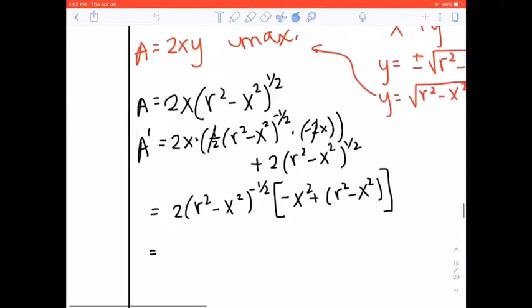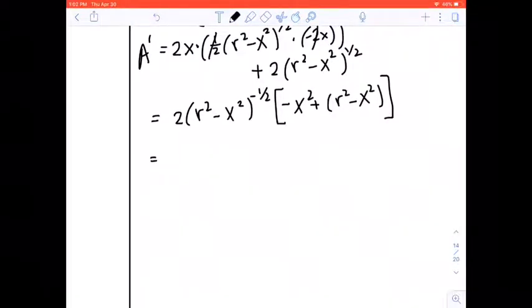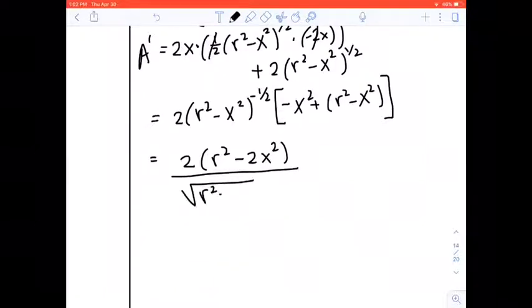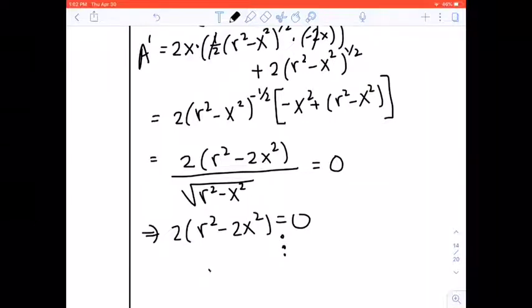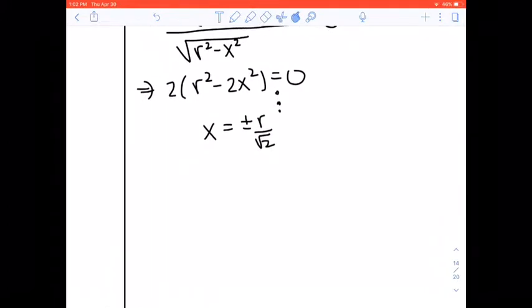So simplifying this, we arrive at 2 times (r squared minus 2x squared) all over the square root of r squared minus x squared. And to find our critical values, we're going to set this equal to 0, and that means that we are going to have 2 times (r squared minus 2x squared) is equal to 0. Solving this, again, r is just a constant, so see if you can work this out and solve this, and you should get x is equal to plus or minus r over the square root of 2. If you need help with those steps, check online at the filled-in notes.